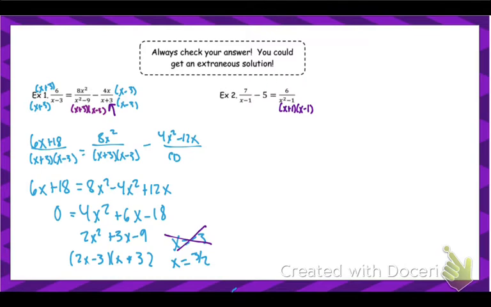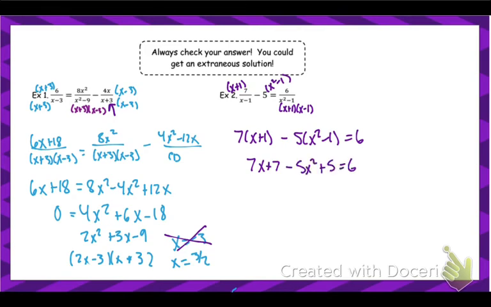Lots of options here. So my common denominator is going to be x plus 1, x minus 1, which means the left fraction is missing x plus 1. The 5 is missing both of them. Once the denominators are the same, I can just solve the tops. So 7 times x plus 1 minus 5 times x squared minus 1 is going to equal 6. So 7x plus 7 minus 5x squared plus 5 equals 6.